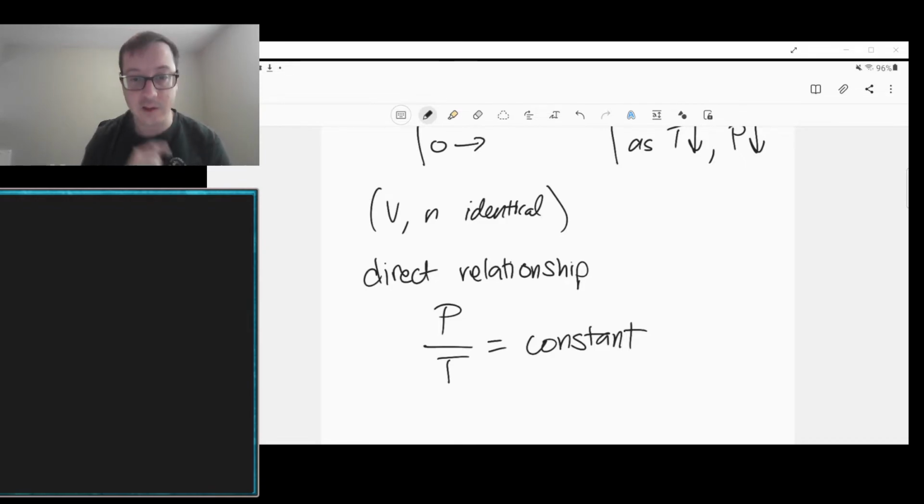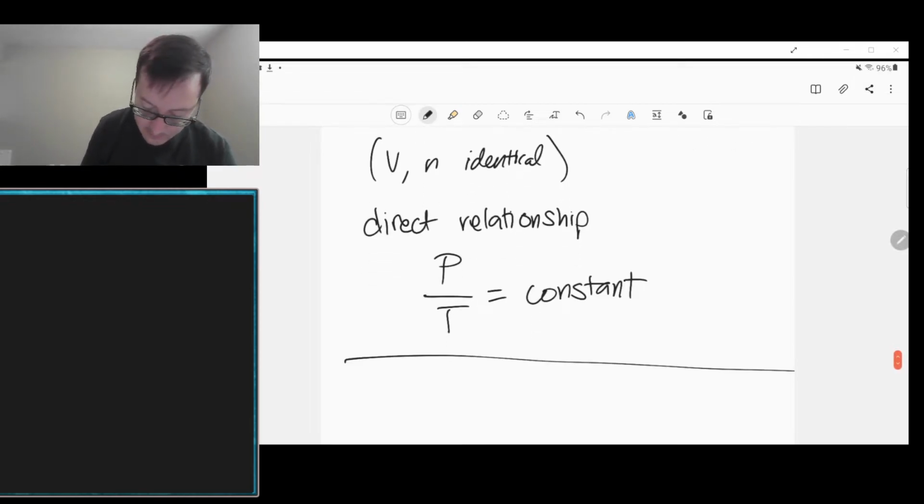So just be aware also, though, Kelvin must always be Kelvin. We can't use Celsius, right? We'll see how to use these later on. So that's the direct relationship. So one goes up, the other goes up, and mathematically we write those as a fraction.